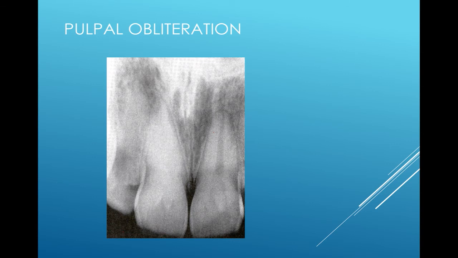Next we have pulpal obliteration. So here is the production of secondary dentin that may completely obliterate the pulp chamber. So if we go back to pulp sclerosis, notice how we can still see here very, very thin pulp chambers. However, when we look here at tooth number 8, we see no pulp at all. So pulpal obliteration, like we said, is secondary dentin that obliterates the pulp chamber. These teeth are non-vital, but they do not require any treatment.